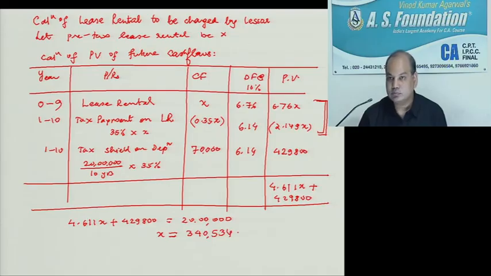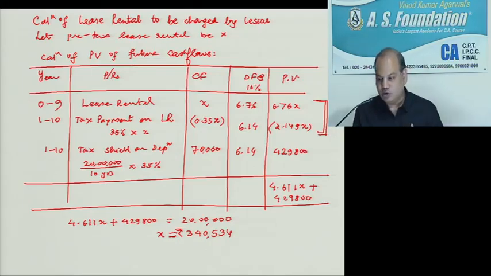340534. This is the lease rental he will charge, means the lessee will have to pay. So the lessor would say, I want 3,40,534. Now you are a lessee. So you have to evaluate whether you should go for the lease option or loan option. If you pay lease, this is the rent you have to pay in advance.